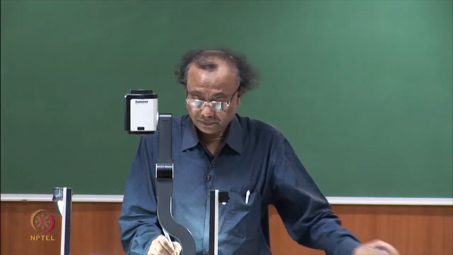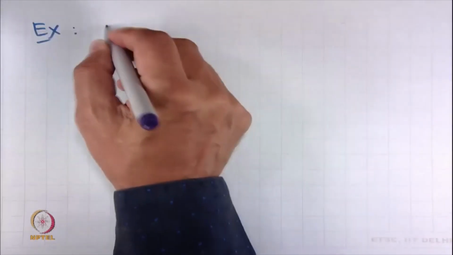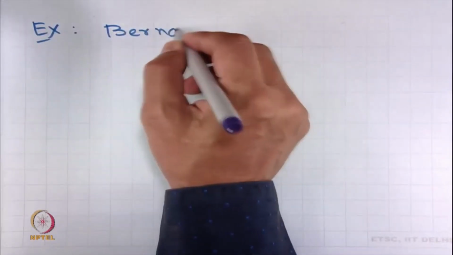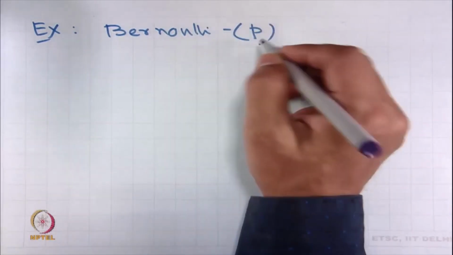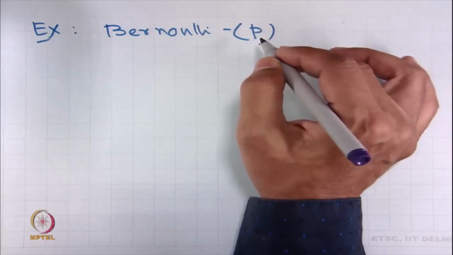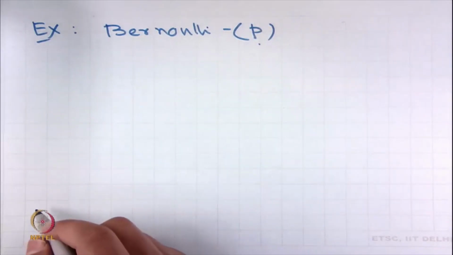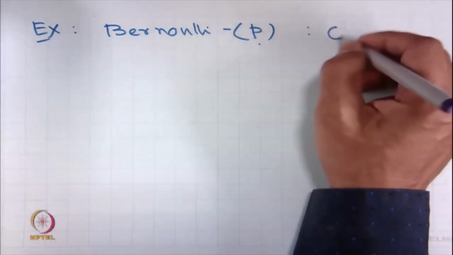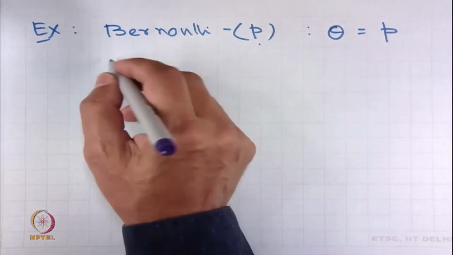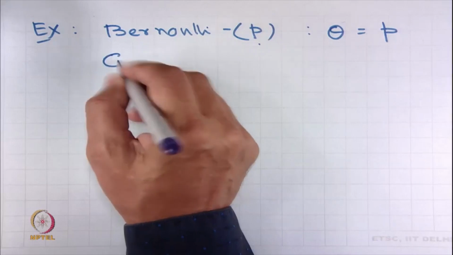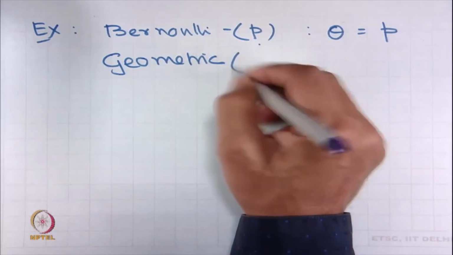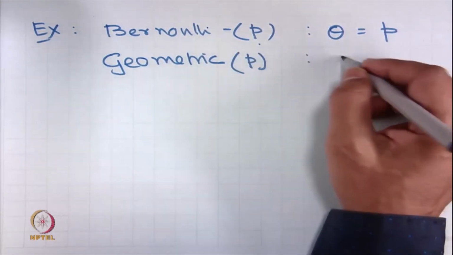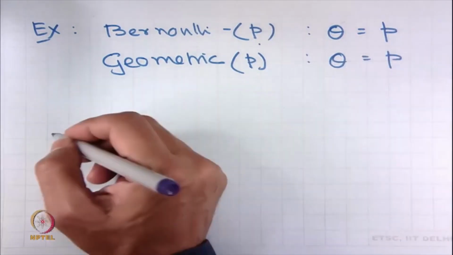For example, Bernoulli distribution, here p is the only unknown parameter. If we know the value of p, then we know what the distribution is. So, in this case theta is equal to p. Similarly, for geometric, here also the parameter is p, therefore, theta is equal to p.